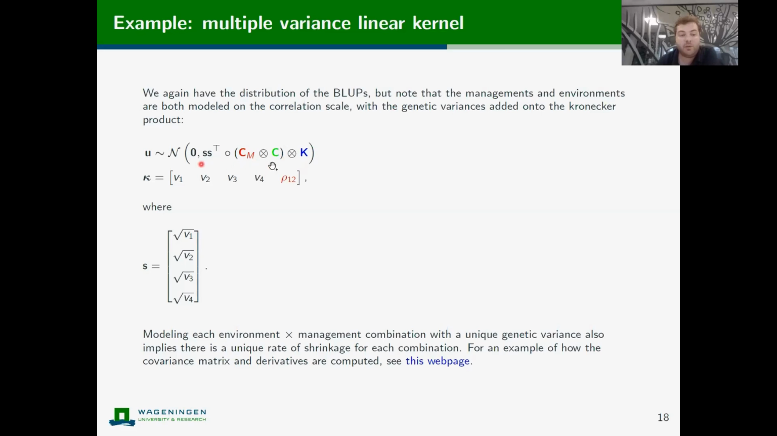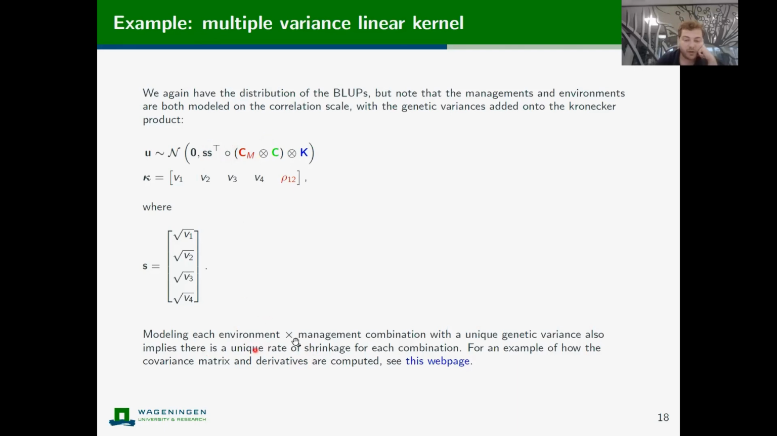Because again, ASReml has no idea which parameters relate to which factor necessarily. So just to clarify, SS transpose is simply, well, S is a column vector which contains the standard deviations. So that'll give us a big matrix with the variances on the diagonal and the products of the standard deviations on the off diagonal, which we need to compute the covariance matrix here.